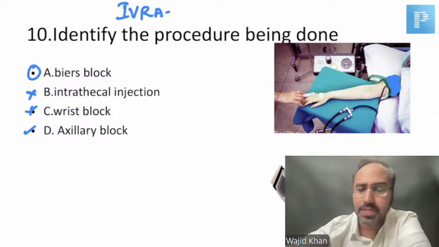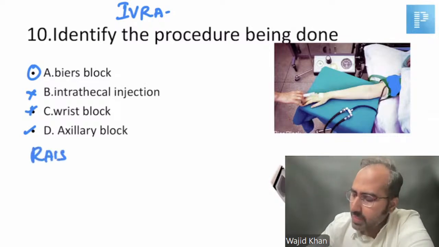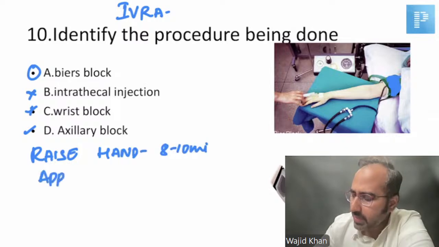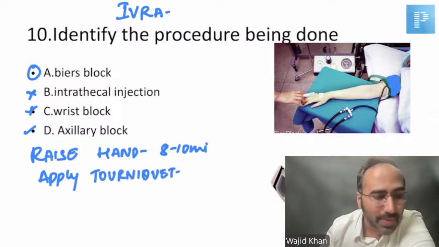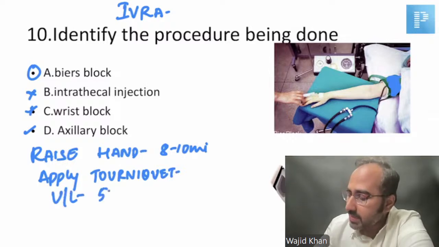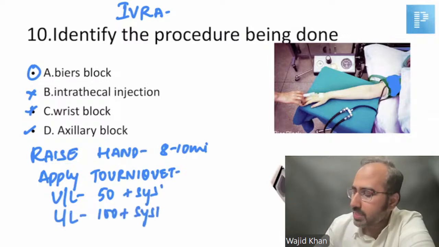If it is an upper limb surgery, first we need to raise the patient's hand for 8 to 10 minutes. After raising the hand, we apply a tourniquet. What is the pressure used for applying a tourniquet, guys? If it is an upper limb surgery, the pressure is 50 plus systolic. If it is a lower limb surgery, the pressure is 100 plus systolic BP.